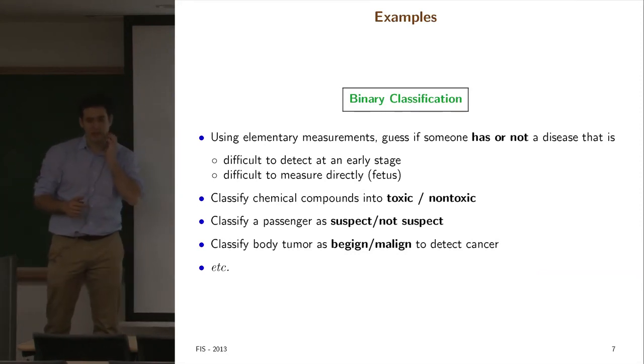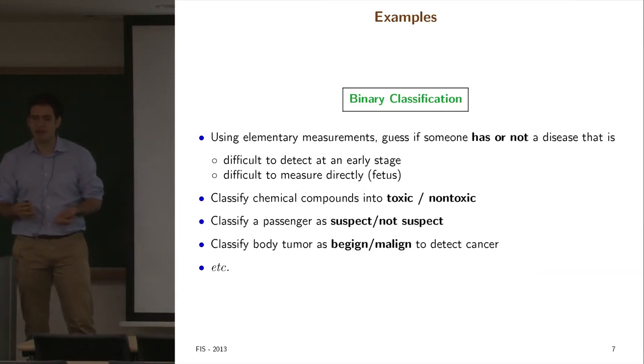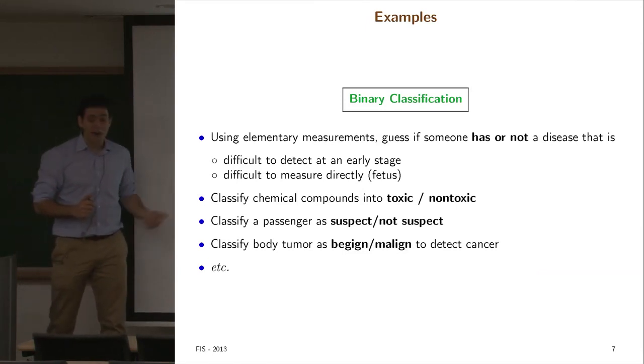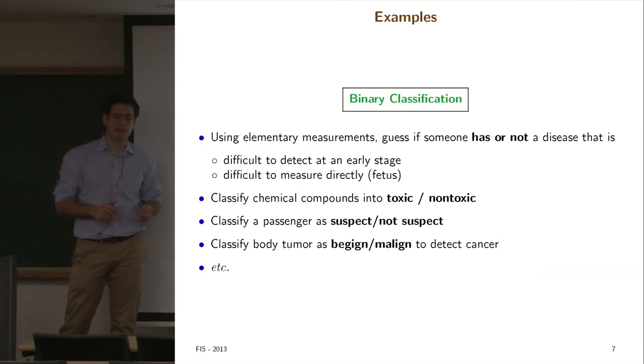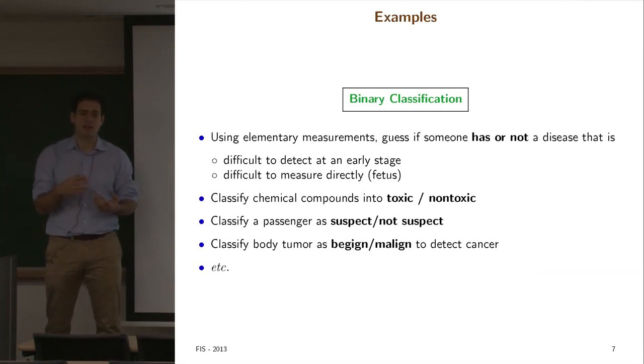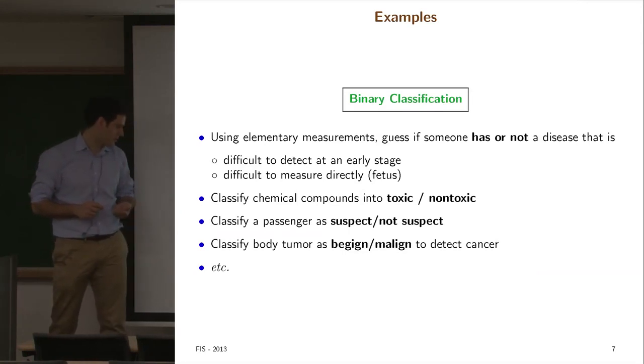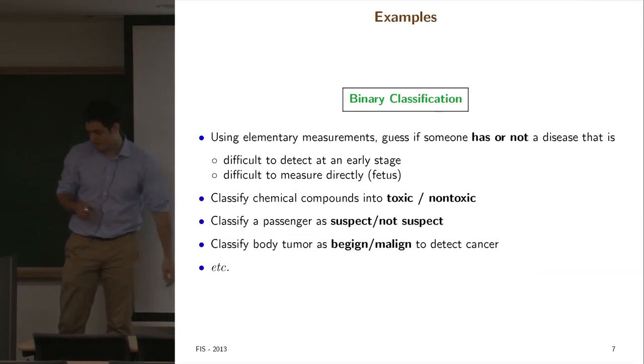Pharmaceutical companies might be interested in what is called virtual screening. When they have candidates of molecules for medicines, they want to know very quickly which ones might be toxic or not. So that's a binary classification task. In an airport, if you want to be able to screen passengers efficiently, then you might want to have an automated system that can directly classify passengers as maybe suspect or not suspect to speed up checking procedures, etc.